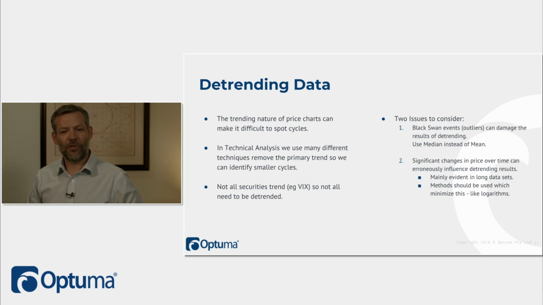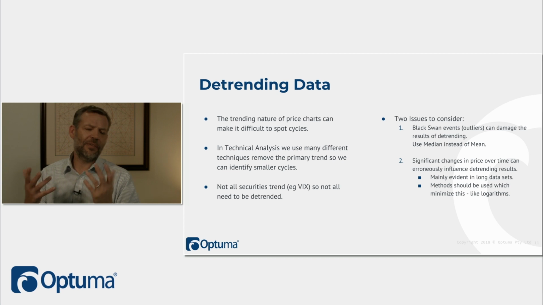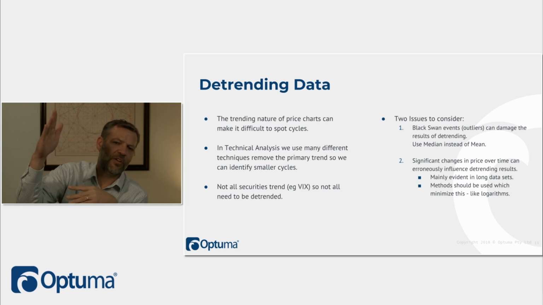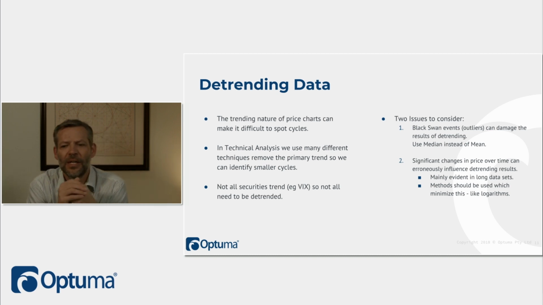Significant changes in price over time can really influence. So again, if I set my detrending too long and I've got this massive rise up over 50 odd years, well, that has an effect. So again, the detrending that we're talking about is more saying, let's deal with the primary trends and things like that. We have the market that goes up into 2007, down into 2009, and then back up now for the last 10 years pretty much.